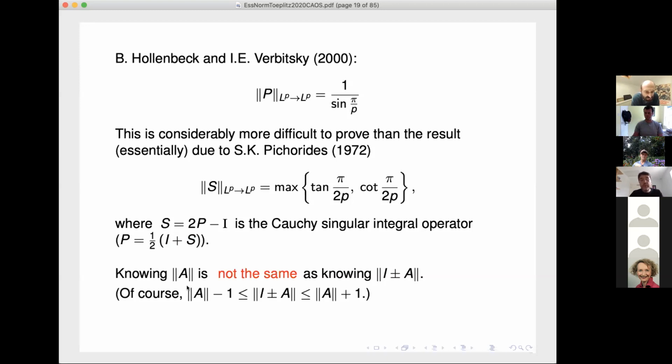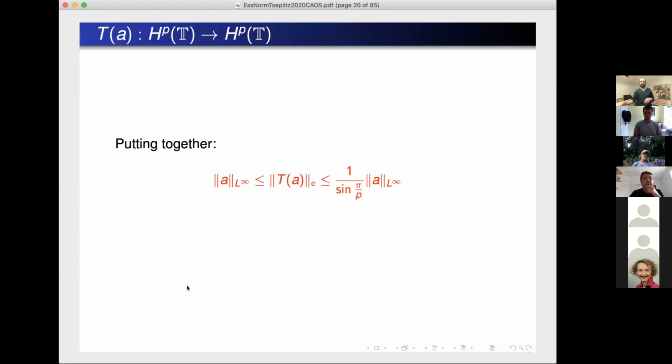Although obviously we have trivial estimates, if you don't care about sharp constants, precise constants, then that's fine. Then these problems are equivalent. But if you're interested in sharp constants, then there is a huge difference. Okay, so that's the message I wanted to stress here. Anyway, this is what we have now: the estimate for the essential norm. From below, we have just the L infinity norm of the symbol.